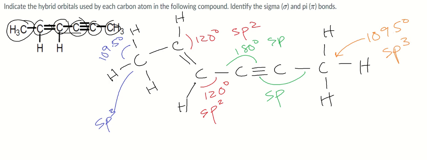Finally, let's label the sigma bonds. All single bonds are sigma bonds, so I'll just label, they're all sigma bonds. I'll just label the pi bonds, right? So that one right there and that one right there are your two pi bonds. Your first bond in multiple bonds is always a sigma bond, and then any additional bonds will be your pi bonds. So there's another pi bond there, and the rest are sigma bonds.